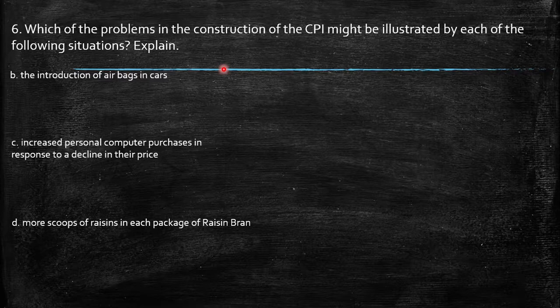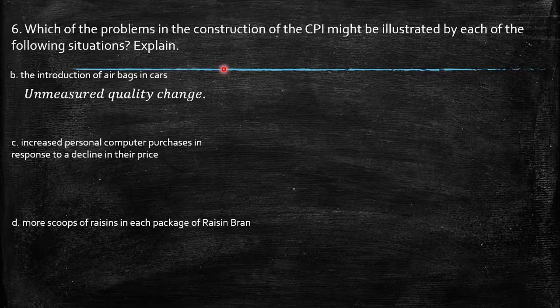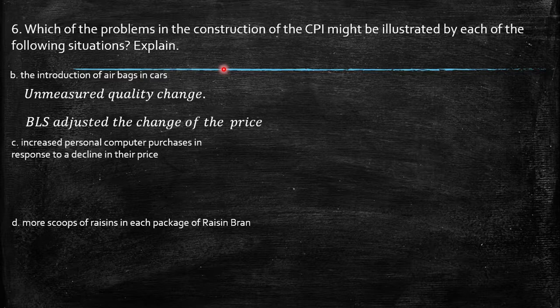The introduction of airbags in cars. It's similar to the cell phone, so we are talking about unmeasured quality change. Obviously the quality is better because of the safety provided by cars. However, the CPI doesn't take that into account and just measures the variation of the price. The Bureau of Labor Statistics adjusted for the change of the price, but the quality is not measured.